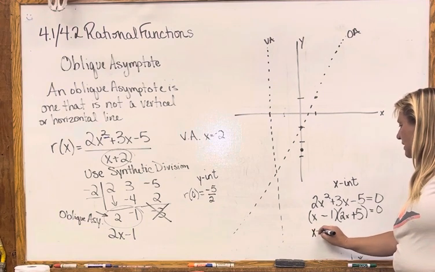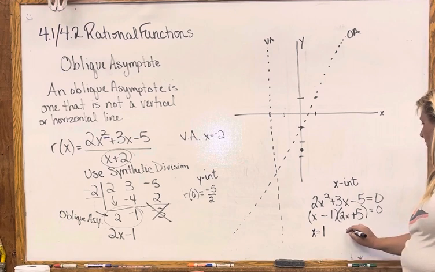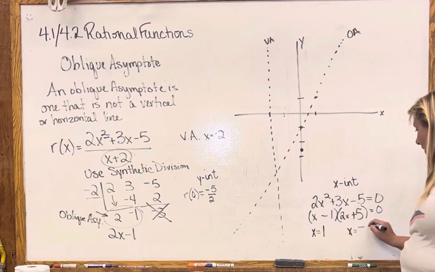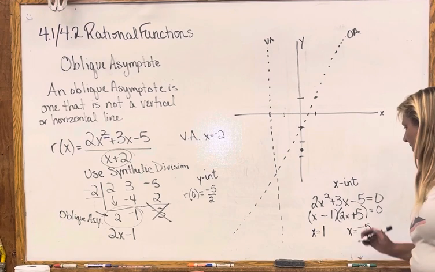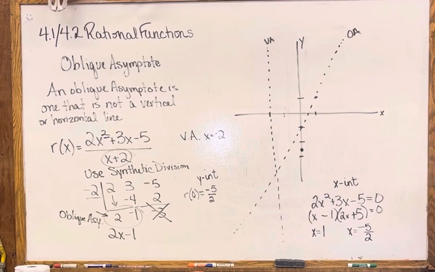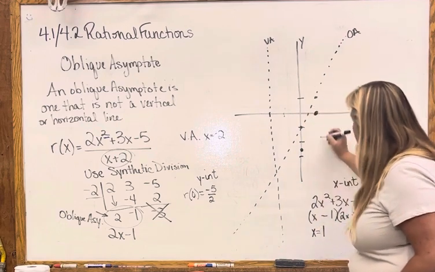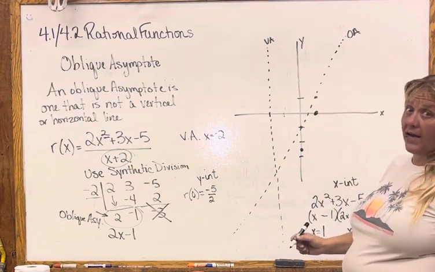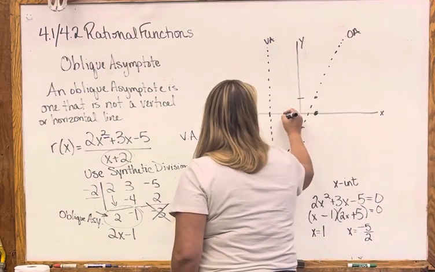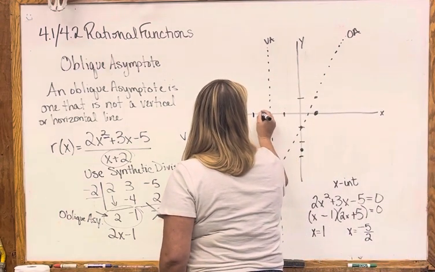So x is going to equal 1. And over here, x is going to equal -5/2 again. So -5/2 is a pattern going on here. Alrighty. So now these are x's. So there's going to be 1, which is right there. And -5/2 or -2.5 is going to put us there-ish.